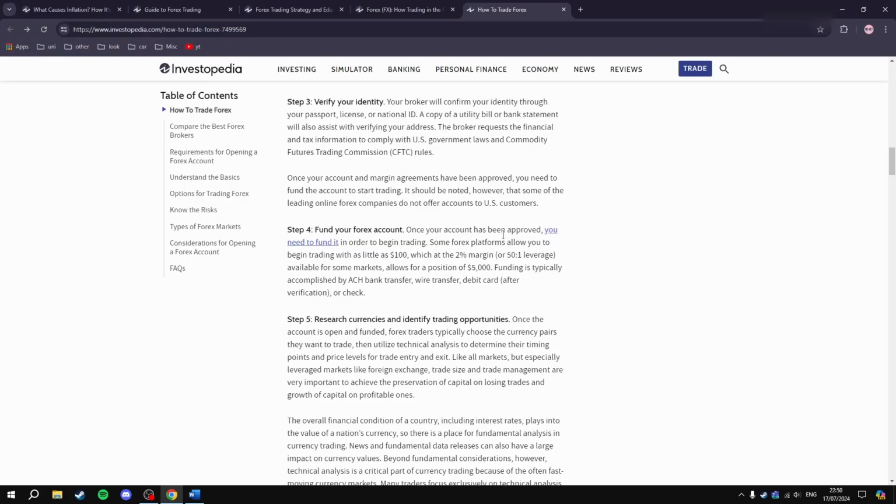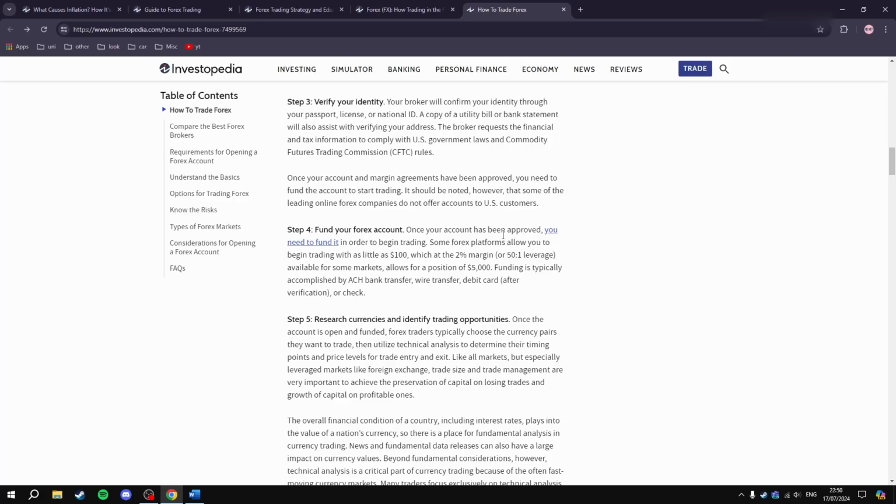Your broker will confirm your identity through your passport, license, or national ID. A copy of a utility bill or bank statement will also assist with verifying your address. The broker requests the financial and tax information to comply with US government laws and Commodity Futures Trading Commission rules.